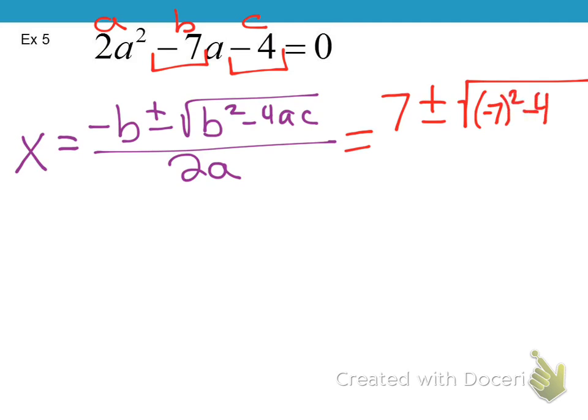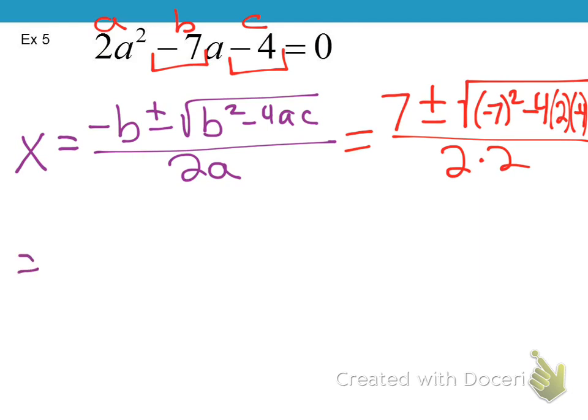All right. 4A is 2. C is negative 4. Sorry, I'm out of space. All over 2 times 2. I don't think it's a pick. That would be fun.